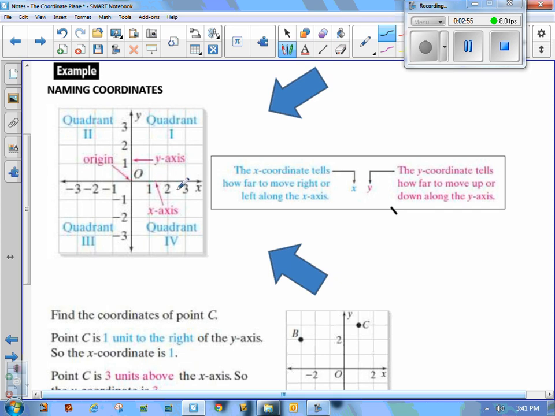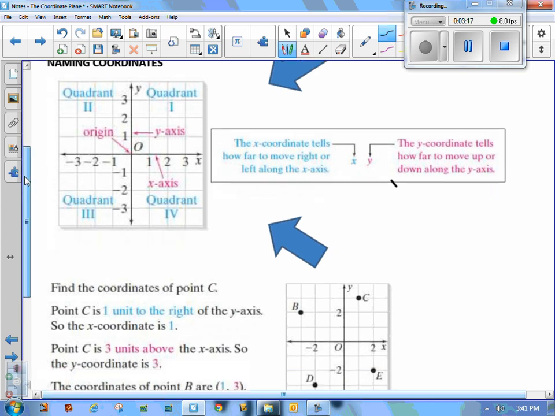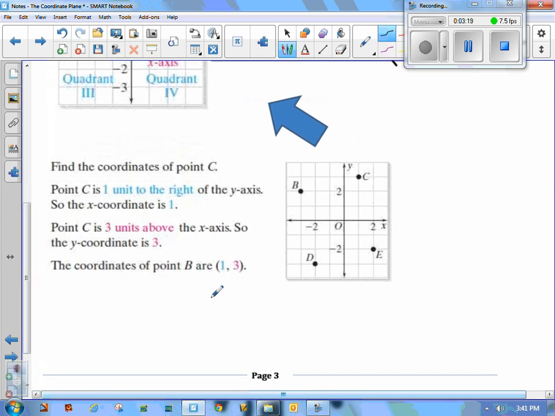The X-axis is the one that goes horizontal and the Y-axis is the one that goes vertical. We have the X-coordinate that tells how far to move to the right or left along the X-axis, and then we have the Y-coordinate, which tells you how far to move up or down along the Y-axis. Find the coordinates of point C. So here we have a coordinate plane, or what's called a coordinate grid. Both of those names can be used.